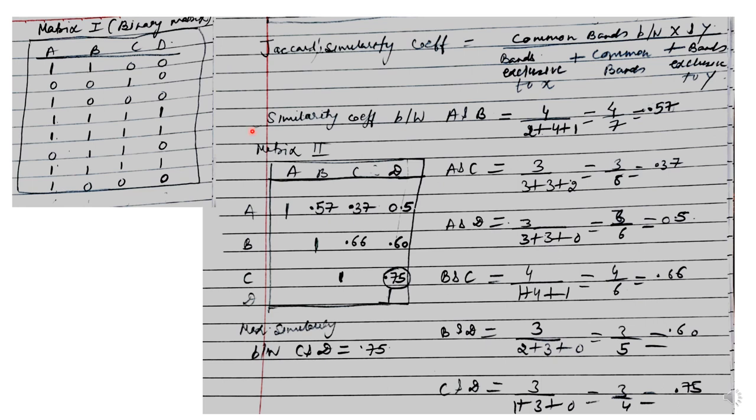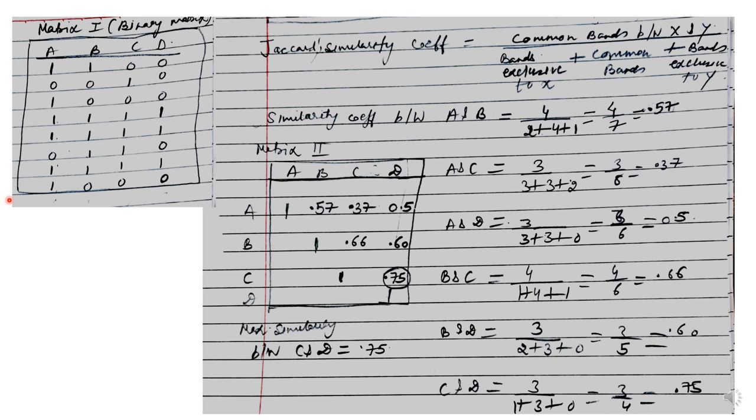After making the binary matrix, we calculate the similarity coefficient between cultivars using the Jaccard similarity coefficient, and the formula for that is: common bands between two species, say for example X and Y, divided by bands which are exclusive to X plus common bands plus bands which are exclusive to Y.